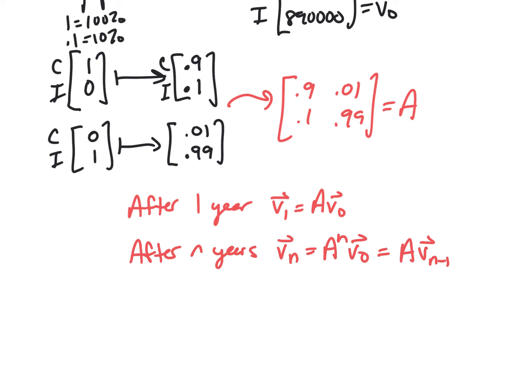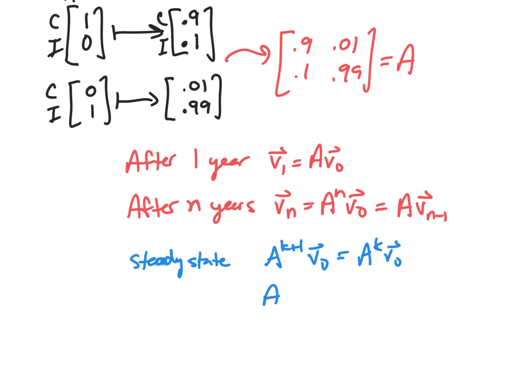So this is useful, but we're still not really there. What would it mean to have a steady state? Well, that would mean that 2 years in a row you have the same amount, right? So that basically means that for some k, at steady state, we would have A^(k+1) v0 equals A^k v0, or v_(k+1) equals v_k. And I'm going to rewrite this left-hand side to show what's really going on here. It's A times A^k v0 equals A^k v0.